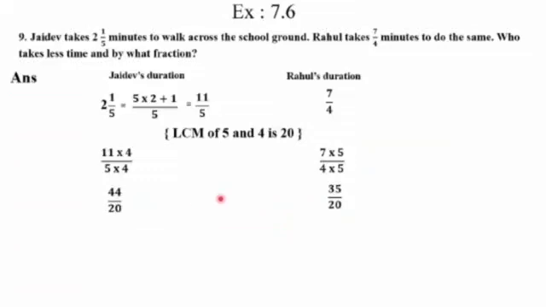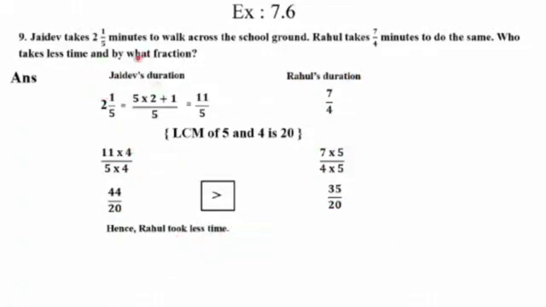So which one is lesser? Is 44 upon 20 less or 35 upon 20 less? Correct, 35 upon 20 is less. This is less and this one is greater. So who took less time? Here everything is of Rahul and here every calculation is of Jaydev. Who took less time in traveling the whole school ground? Correct, it's Rahul. So we are going to mention the statement as Rahul took less time.